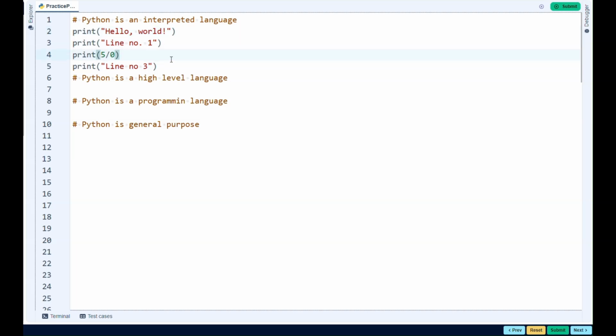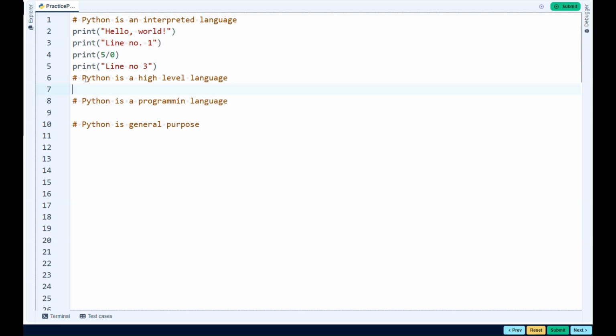There is one more term, compiler. What a compiler does is run the entire code in one go, and if it finds any error, it shows it after completing the entire execution. And in Python we have an interpreter. It goes line by line. The moment it finds an error, it crashes the program and shows you the error.